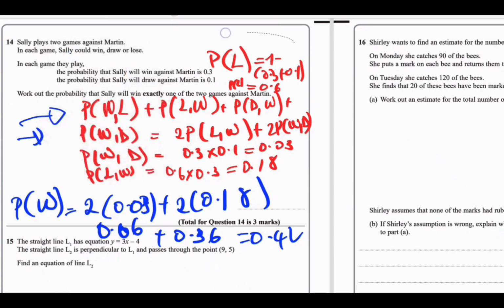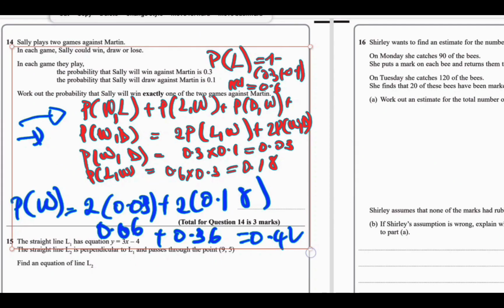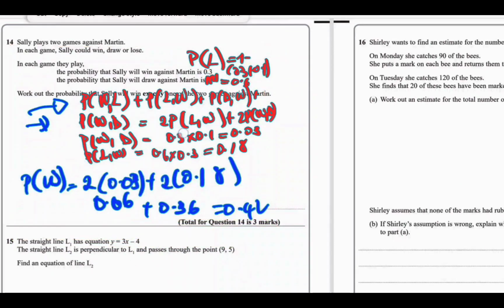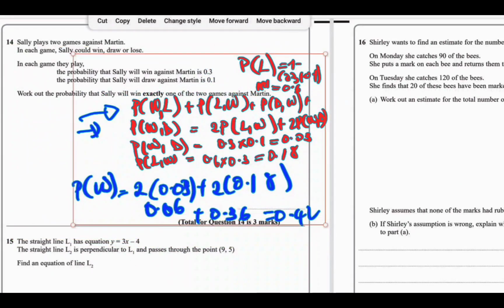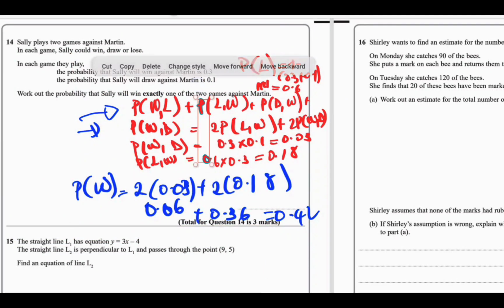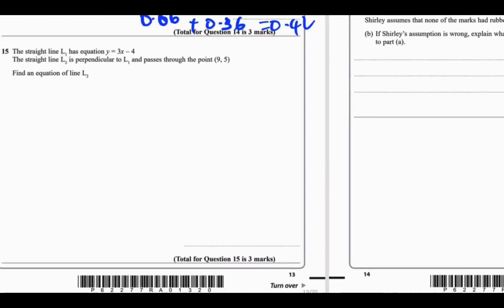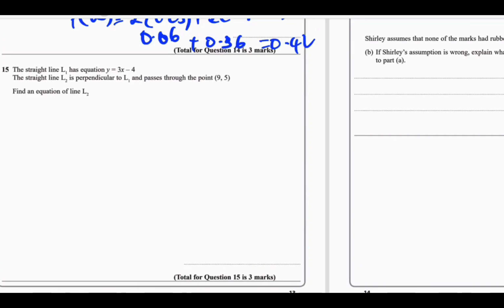Okay, let's reduce this all again nice and neatly so that it doesn't go on to the next question. Question 15. The straight line L1 has equation y equal to 3x minus 4. The straight line L2 is perpendicular to L1 and passes through the point (9, 5). Find an equation for L2.